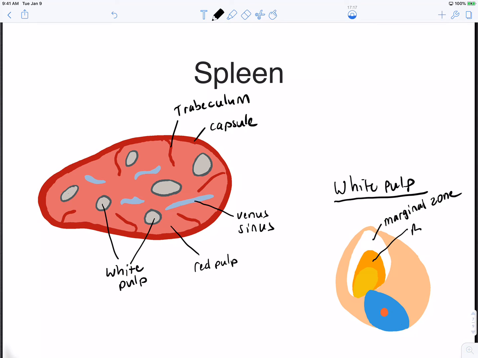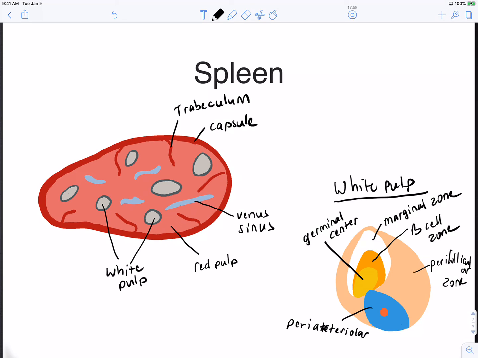Beneath that, you're going to have the B cell zone, and this is where B cells will aggregate. You have shown here a germinal center, and the germinal center is where activated B cells are dividing and making antibodies. You have the perifollicular zone, and you have the PALs, your periarterial lymphoid sheath, so your T cell zones. And you also have a central arterial.